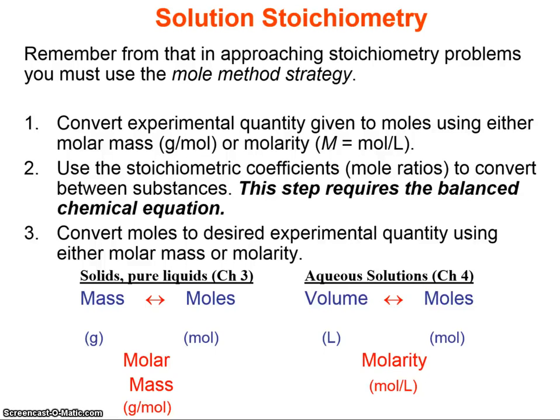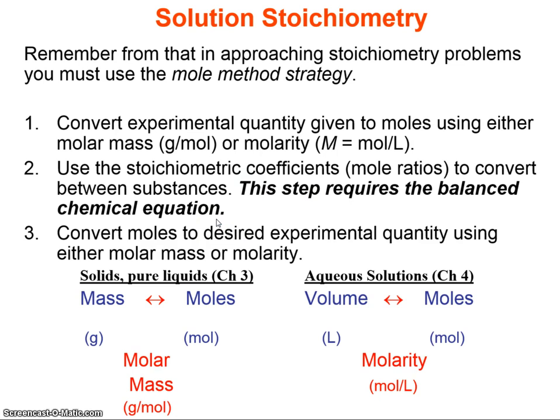So in order to do that, you need to use a mole method strategy. So convert the experimental quantity that you're given into moles, and you're either going to do that using molar mass, grams per mole, or molarity, so concentration and a volume. Right? Then you're going to use the stoichiometric coefficients or the mole ratios to convert between the substances. So you need a balanced chemical equation. And a lot of the time, but not all of the time, it's going to be 1-to-1.